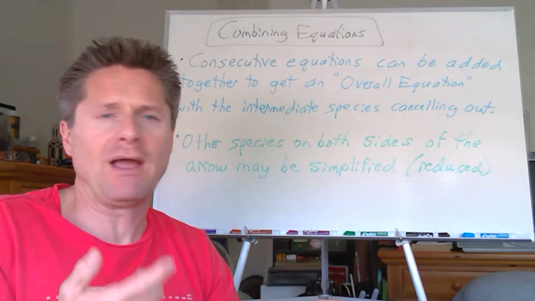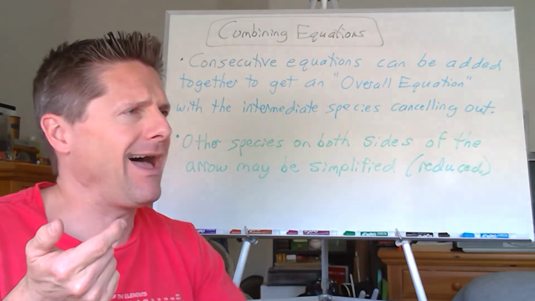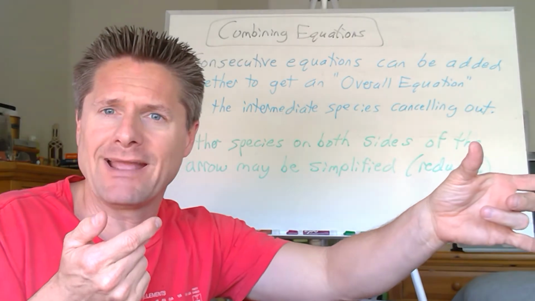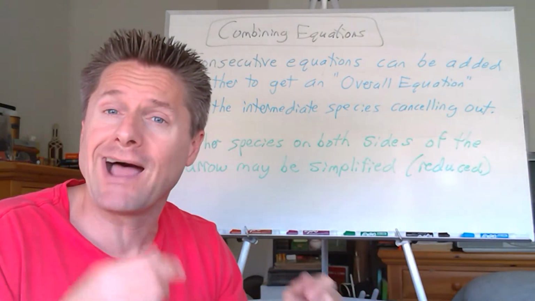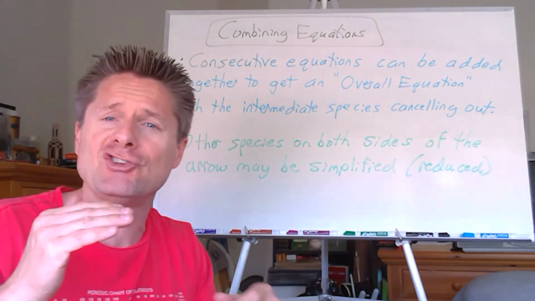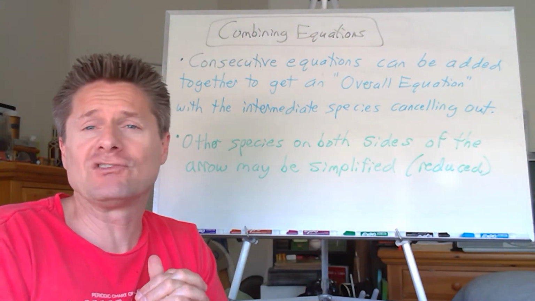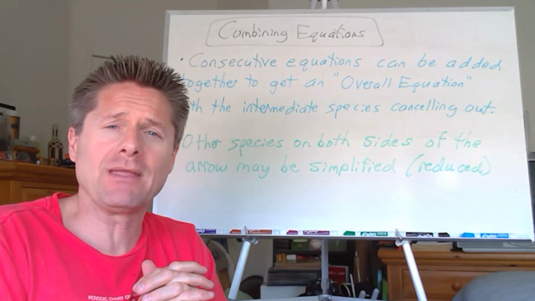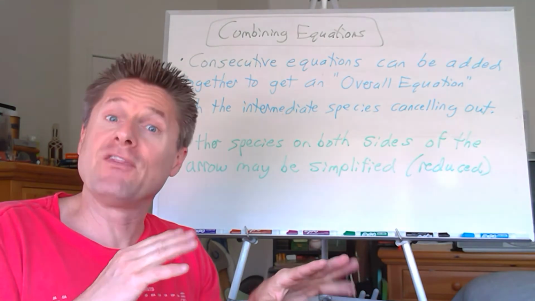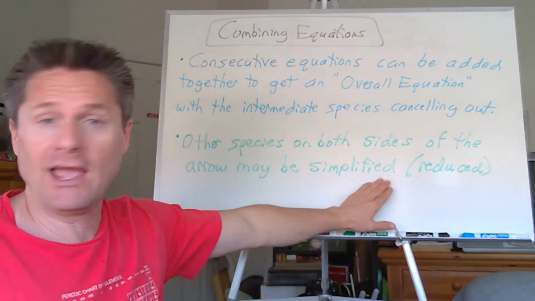But other species you might find like 5 waters on the left-hand side and 2 waters on the right-hand side. So you could subtract 2 waters from both sides and simplify that. So what we'll do is we'll add 2 consecutive or 3 equations together. Doesn't matter how many equations you got, just add them together. You'll get an overall equation, and then we're going to simplify that by reducing it, right?